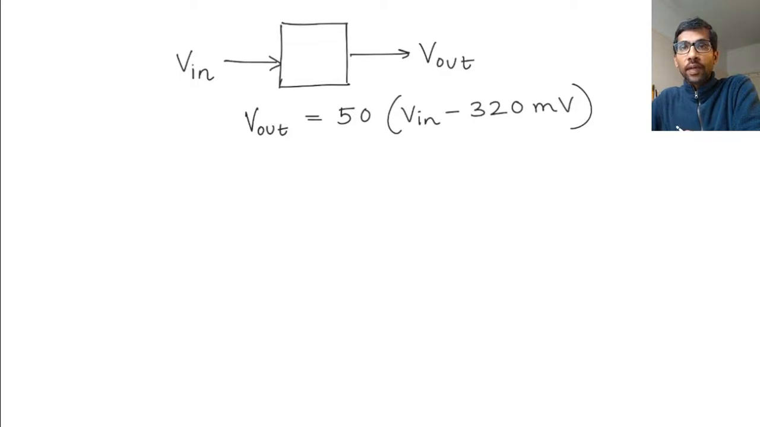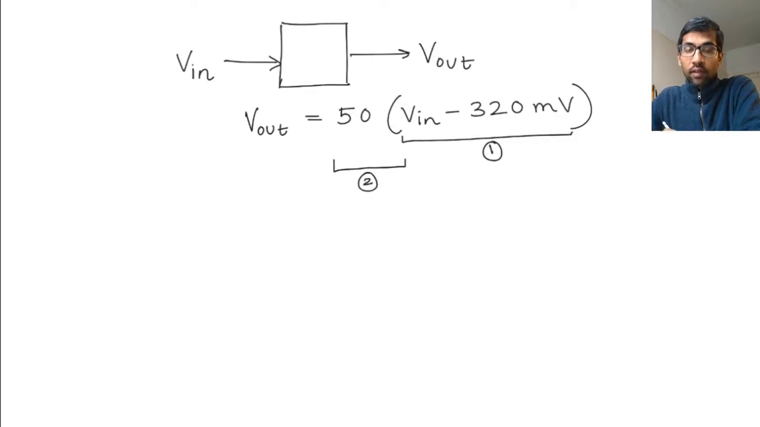So how are you going to go about designing that circuit? The way you would do it is you would say, okay, I know how to make a circuit that subtracts 320 millivolts. So that would be my step one. And then I know how to make a circuit which multiplies by 50. So that's step two. And then I put both these circuits together, and I have my circuit which goes instead of this black box, right?